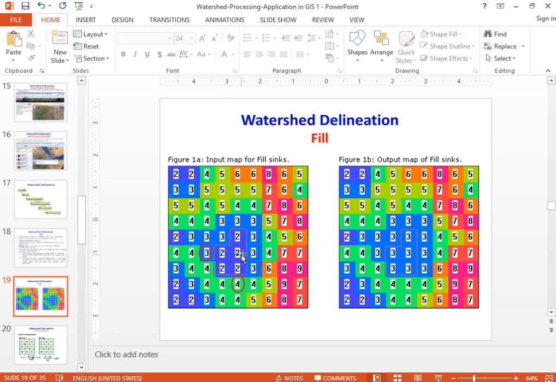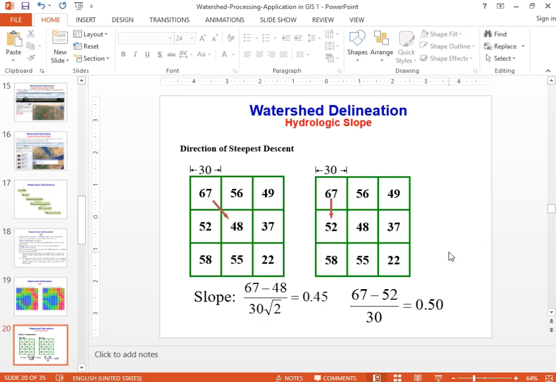So you should have to fill it with a minimum value around this one. You should have to substitute or fill the sink using the minimum value around those points. In such a way, we can fill the isolated parts of the DEM.